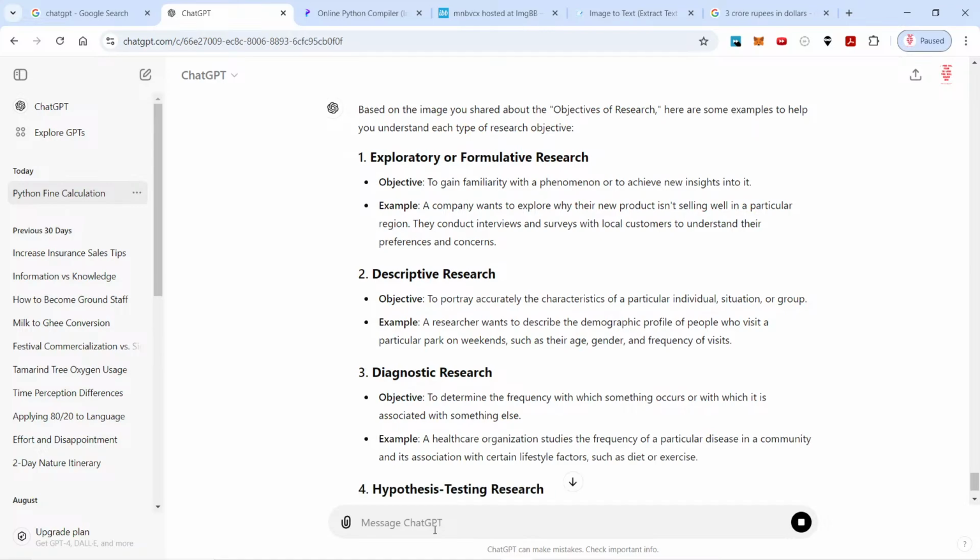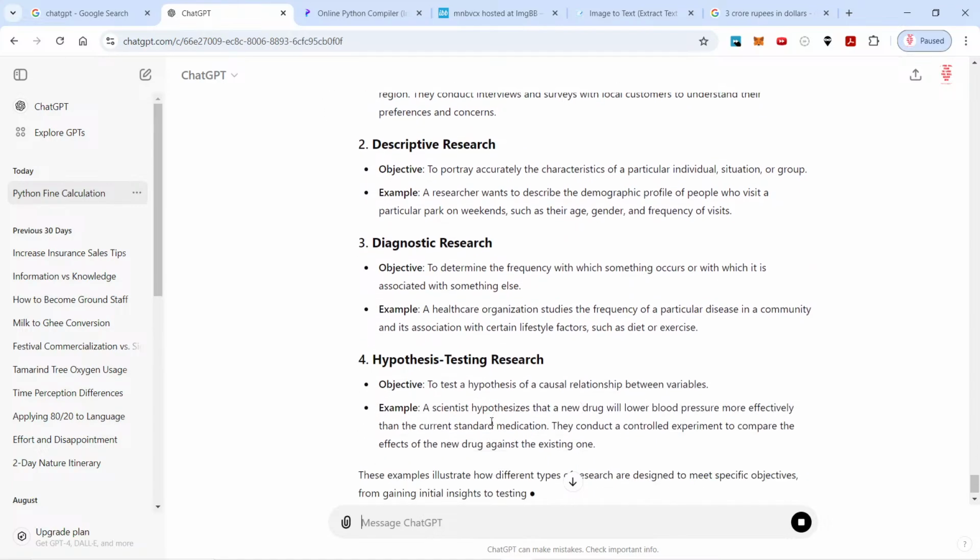And the last one is to test the hypothesis of a causal relationship between variables.